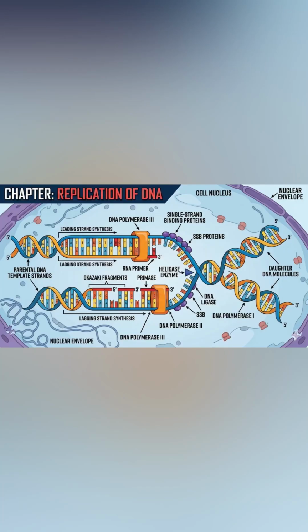DNA replication. DNA replication is one of the most crucial processes in all living cells. It ensures that genetic information is accurately copied so that new cells inherit the same DNA. To make this easy, imagine DNA as a book of instructions that needs to be duplicated every time a cell divides.